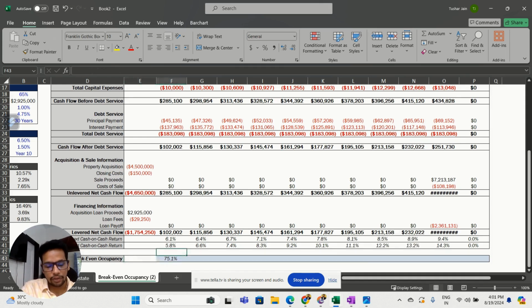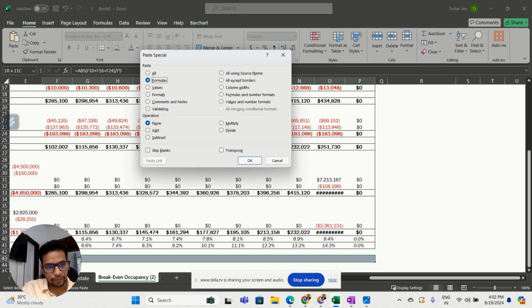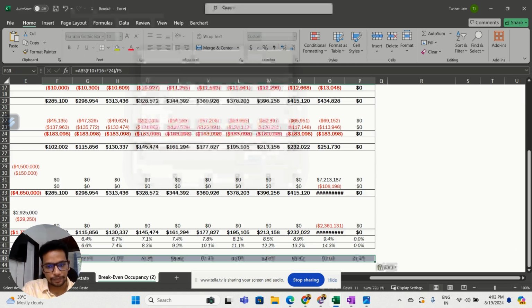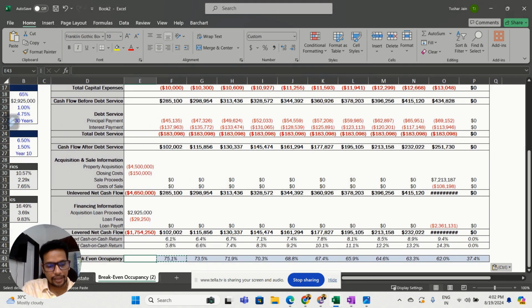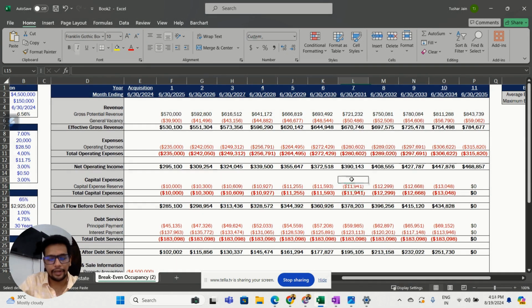Now, to calculate it for the later years, we'll just copy the formula and paste it over the next years. We'll copy it with Control C, then drag over the range and paste it as formulas using Alt E S F. Now we have calculated the break-even occupancy levels for the later years as well, so we have calculated the break-even occupancy levels for all the relevant years.